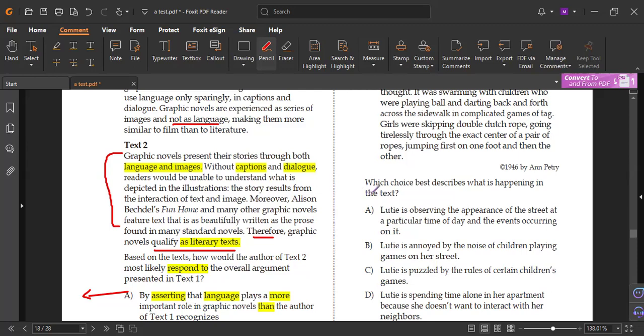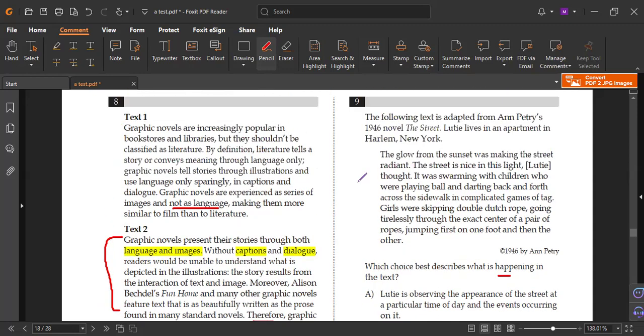Now let's see here. Which choice best describes what's happening in the text? We could just ask about true or false. What is true? What is included? What is excluded? Let's read.